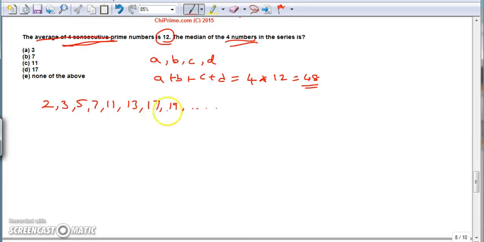Now it's fairly obvious that if you start at 11, then you sum the four numbers, 11, 13, 17, and 19. Their sum is larger than 48, right? Because each one brings a 10, and then you have a 9, 7, 3, and a 1 that are extra, and so it's too large.